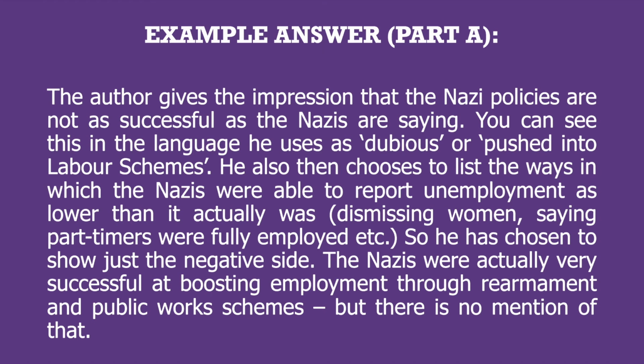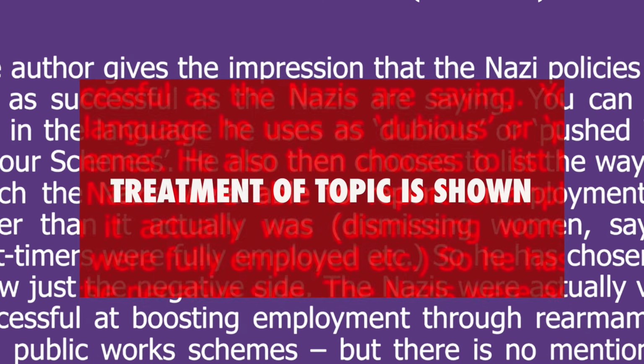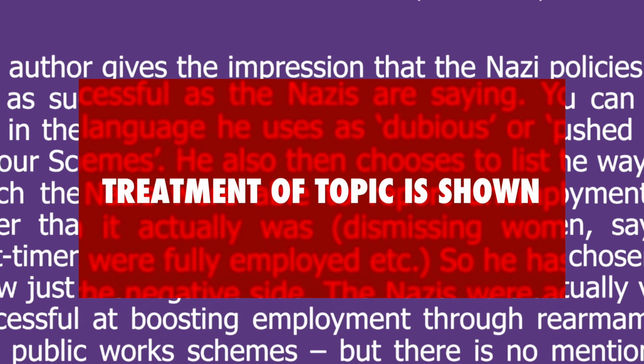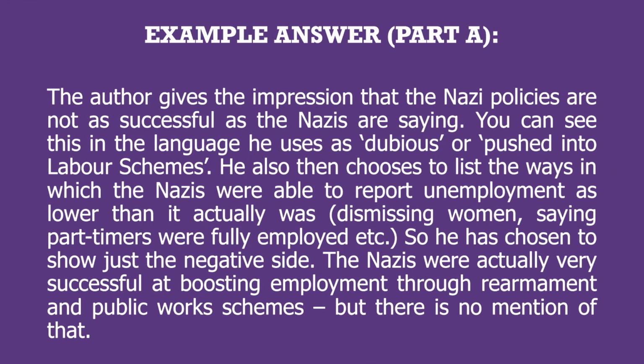Then he talks about the treatment. You can see this in the language he uses, such as dubious or pushed into labor schemes. He also then chooses to list the ways in which the Nazis were able to report unemployment as lower than it actually was: dismissing women, saying part-timers were fully employed, etc. So all of this was the treatment section. He basically outlined how the author has chosen to display the topic to his audience.